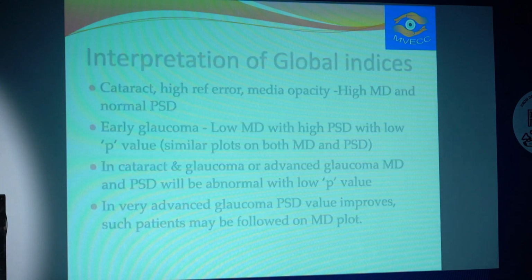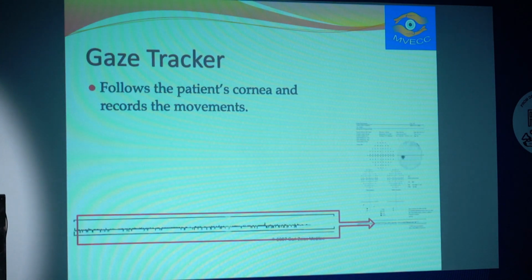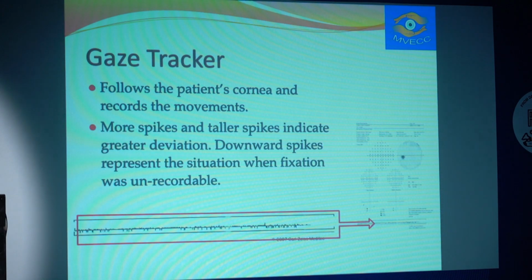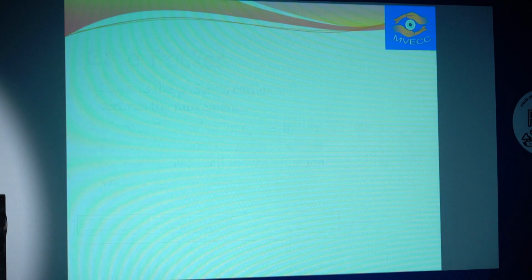Now, this is the gaze tracker, where the patient's eye movements, the cornea movements, are recorded. Whenever the patient moves the eye, an upward line is made, and when the patient's movements are unrecordable, a downward line is made. So this is how the gaze tracker works.